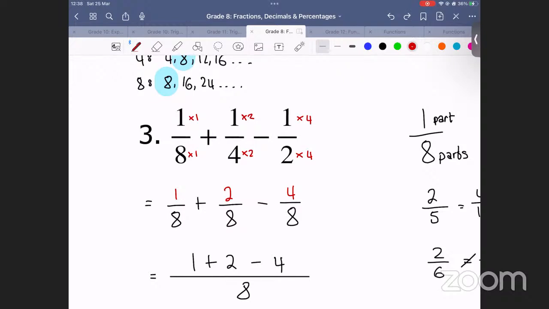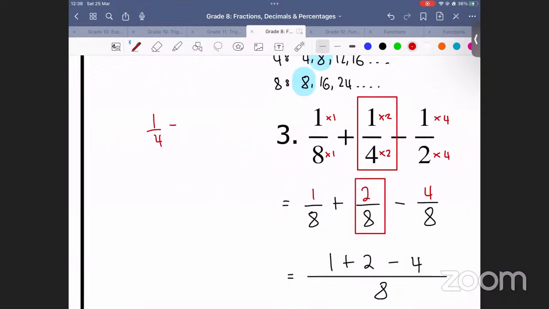So here, when I have 1/4 and 2/8, these two are equal in value. I have not changed the value of the question. I'm not changing the question. 1/4 is equal to 2/8. When I change both the denominator and numerator and multiply them by the same number, these are equal in value. So 1/4 is equal to 2/8.